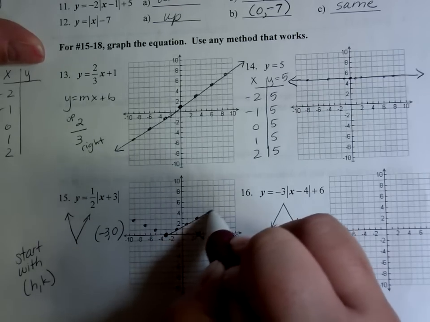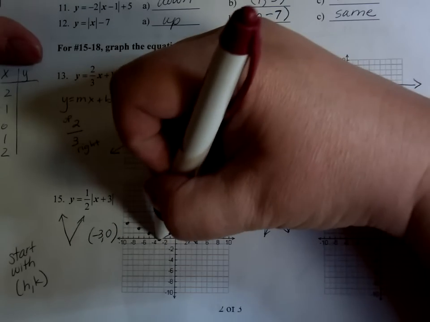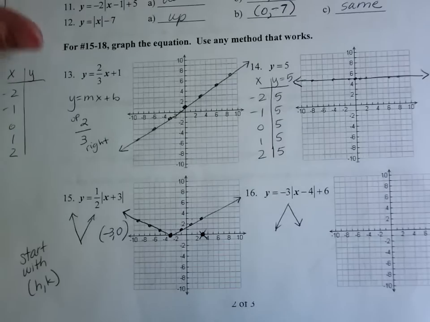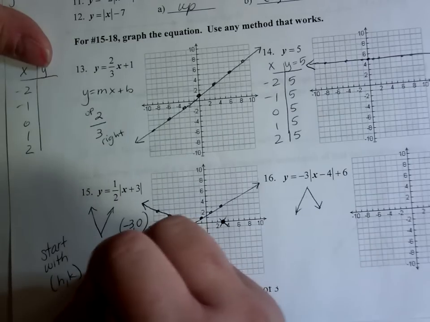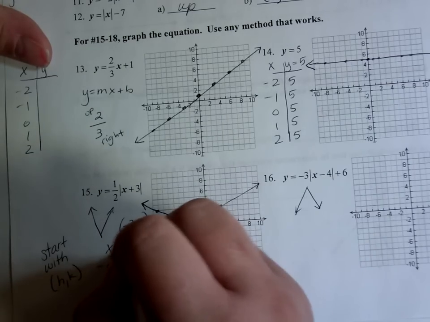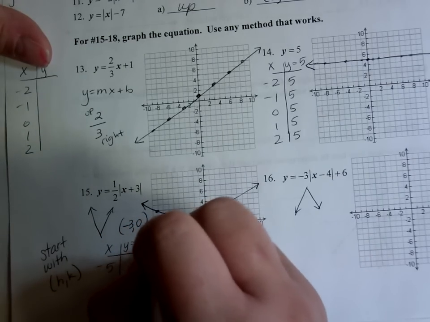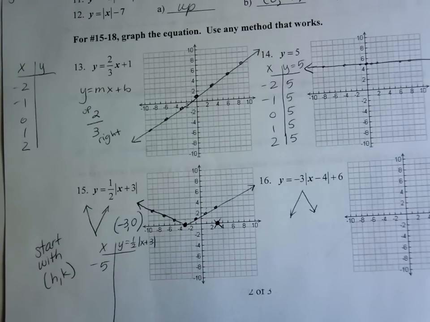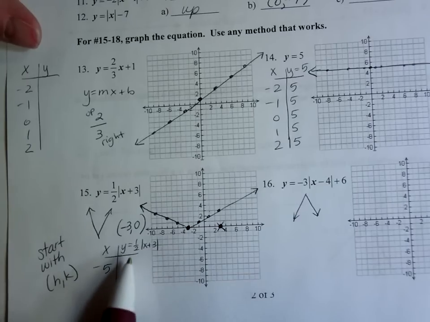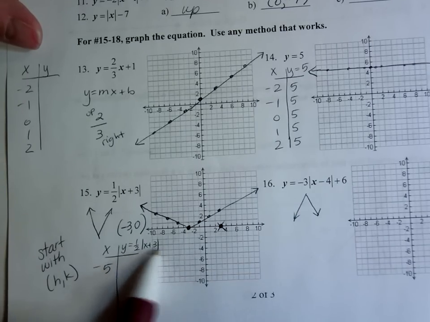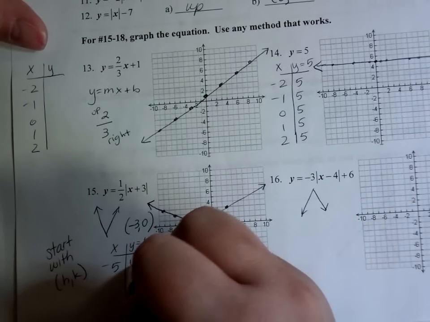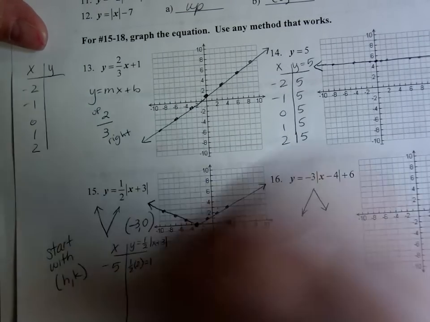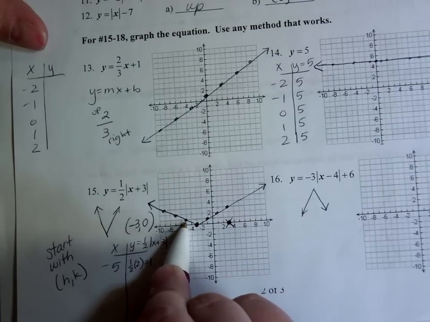Again, if you get confused at all about how to graph, please don't forget that you can plug in points. You can make a table of values. So I could always just say, okay, I'm going to pick an x like -5, and I'm going to plug it into 1/2 absolute value of x plus 3. So you can do that every time. So I could do -5 plus 3 is -2. Absolute value of -2 is +2. 1/2 of +2 is just +1. And so (-5, 1) is the point that goes on my graph.